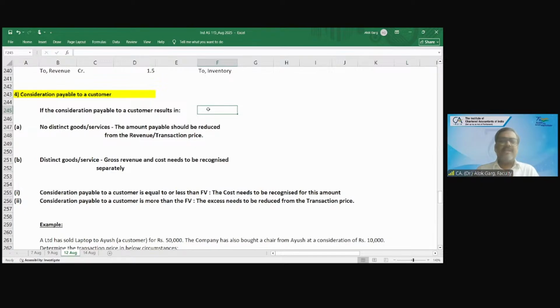So the question is, whether the goods and services are distinct or not, it comes through a control. Okay. What is the definition we have read for distinct goods and services? The goods and services should be distinct individually and within the context of the contract also. You remember those two definitions?